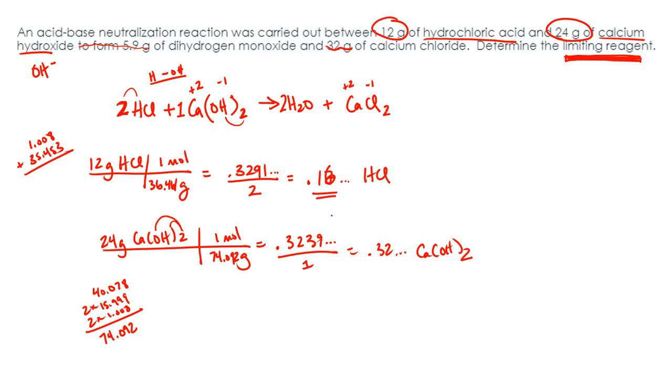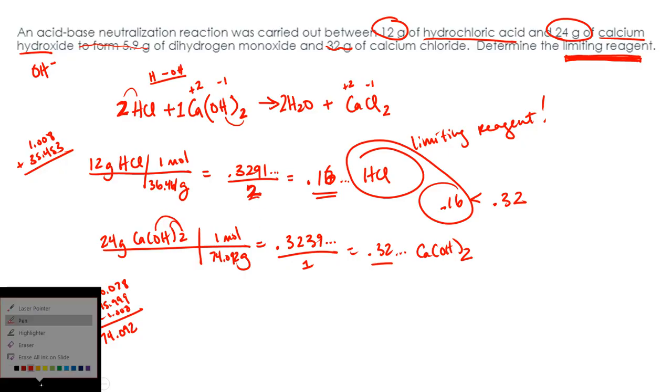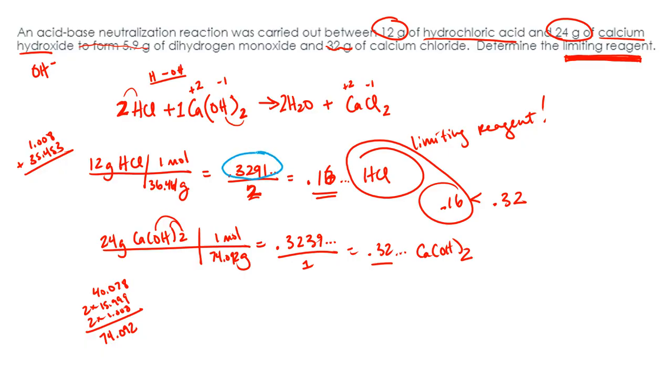So now we compare. We have a 0.16, almost a 0.17, 0.32. 0.16 is less than 0.32, and so hydrochloric acid is our limiting reagent. Make sure that you divide by the coefficient in the balanced equation. If we had not done this, if we had instead just compared mole numbers, then this guy would actually have been just a smidgen smaller. It's that dividing by 2, because of the 2 in the balanced equation, that actually shows hydrochloric acid as the limiting reagent.